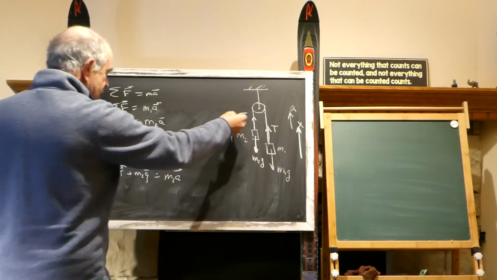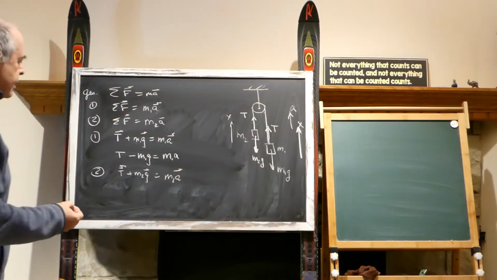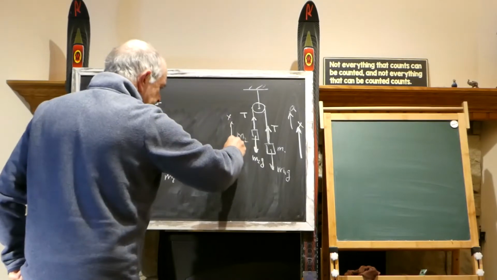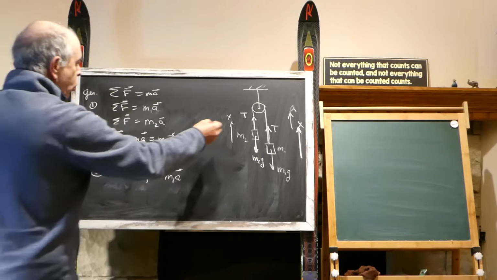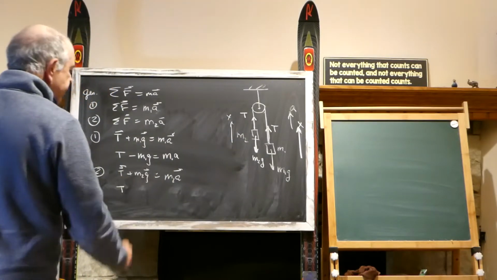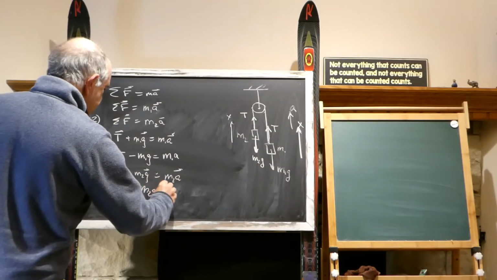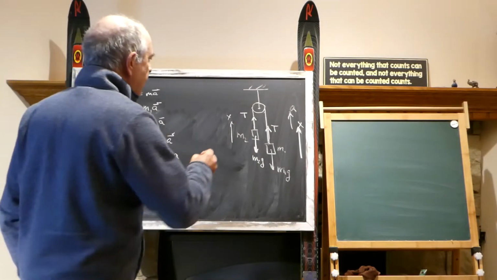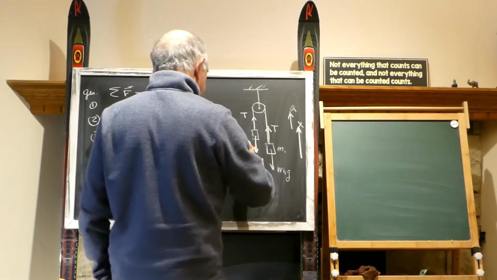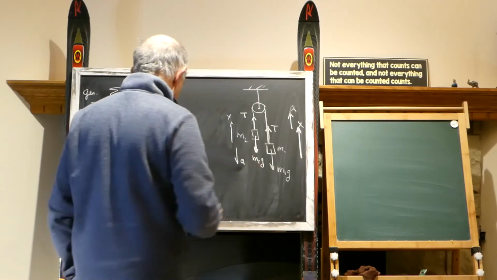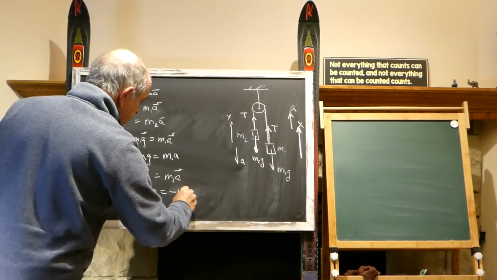And if I do it in projections against the same axis, for this body I can put X down, but I am just lazy, I put it in the same way. So T again would be positive, right? Minus M2G would be the same. The only thing that's very important, if I assume that acceleration here goes up, then for this body acceleration goes down. So it would be minus M2A.